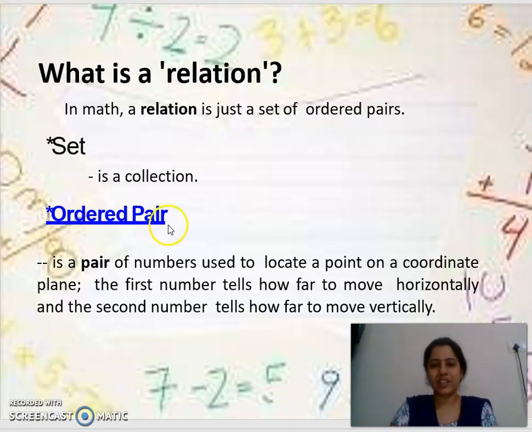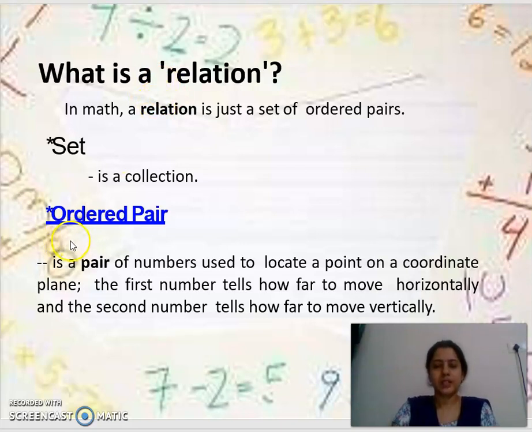So first, coming to the relation, we have already seen what a set is. A set is a collection of objects, and each object is a single entity. But here, the relation is applied between two sets. We can apply the relation on a single set twice, or we can apply the relation on two different sets also. As the name itself says, a relation generally exists between two entities. So here also a relation exists between two sets or on the same set.